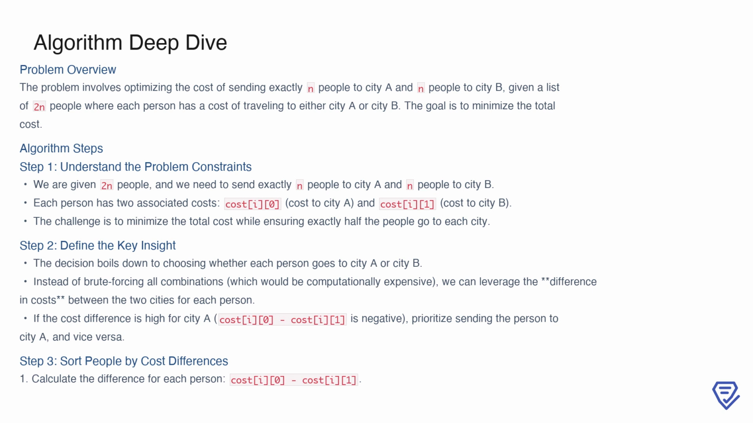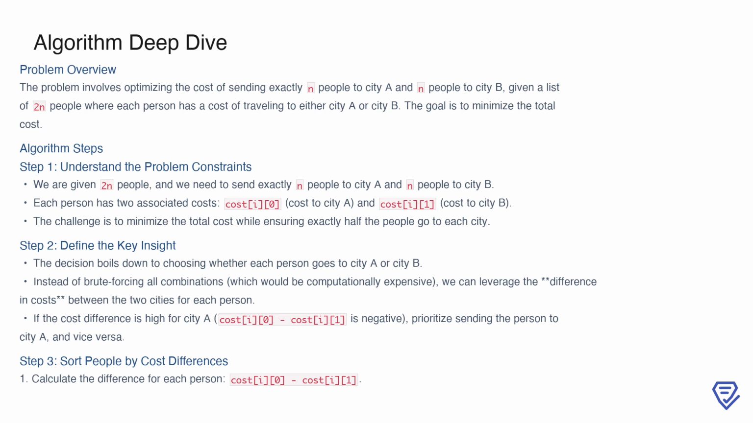To tackle this, the first step is understanding the constraints. We need to ensure exactly half of the people go to each city, and this balance must be maintained regardless of the cost differences. The key insight here is that the decision boils down to evaluating the difference between the cost of sending each person to city A versus city B.